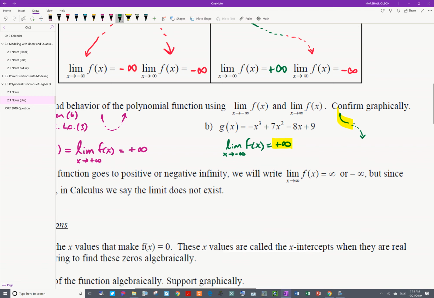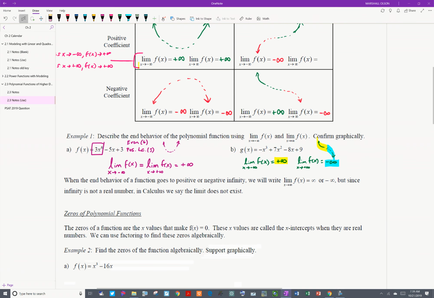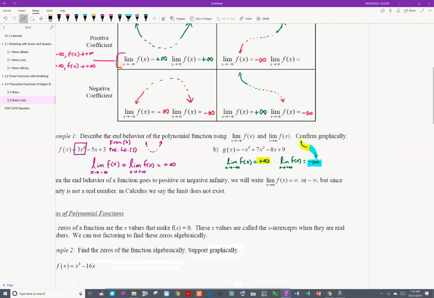Then we'll say that the limit as x approaches positive infinity of this function equals negative infinity. And that is describing this piece of the graph right there. Any questions on that at all? Good. All right.